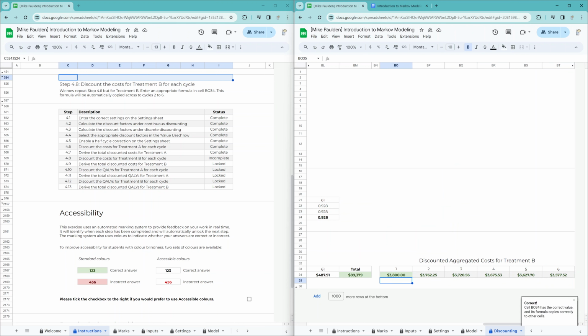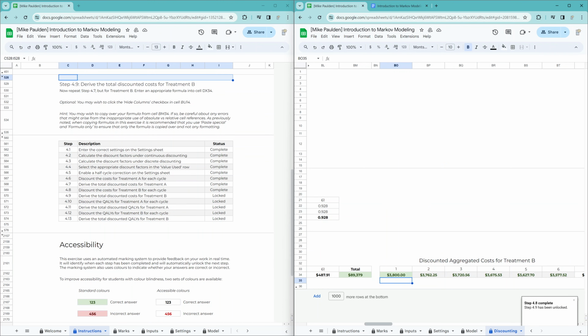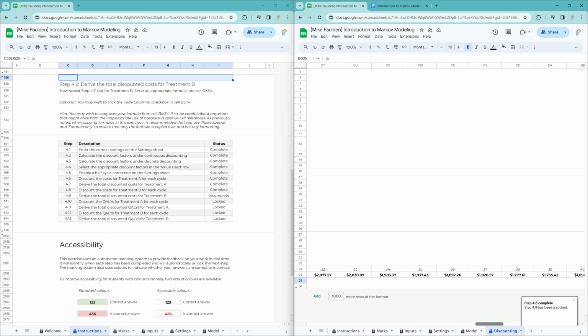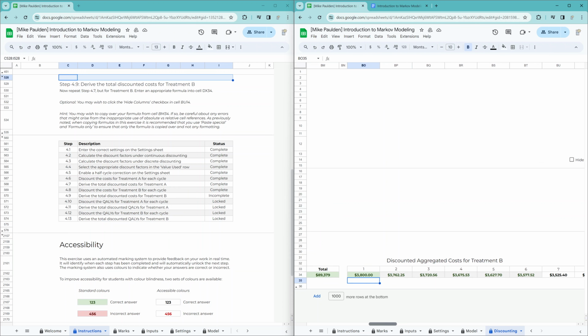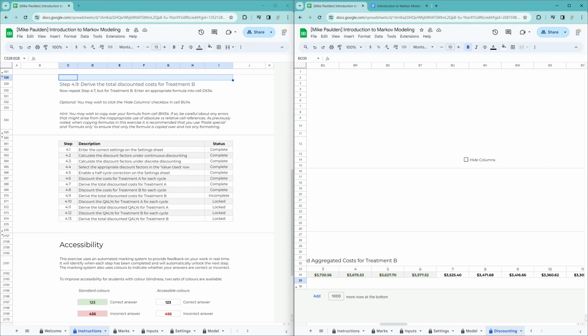Okay, it likes it. It's tested it over 6 cycles. It's given us the correct value in each one of them. And it's opened up all 61 cycles now for the discounted aggregated cost for treatment B. I'm going to just use the hide columns because we don't need to see all of them.